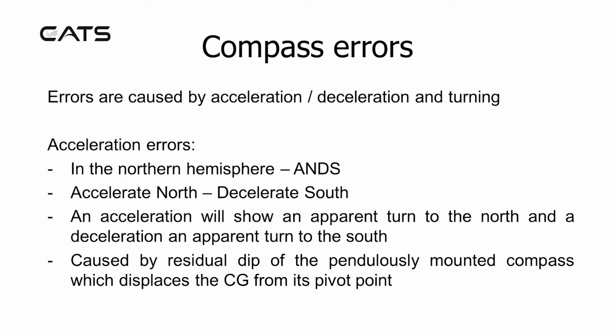Compass errors. Errors are caused by acceleration, deceleration and turning. Accelerations. In the Northern Hemisphere, we use the acronym ANS. Accelerate north, decelerate south. An acceleration will show an apparent turn to the north and a deceleration an apparent turn to the south. This is caused by residual dip of the pendulously mounted compass, which displaces the CG, centre of gravity, from its pivot point.